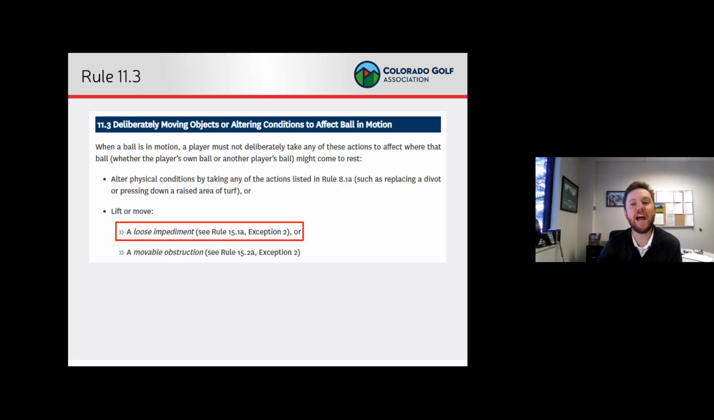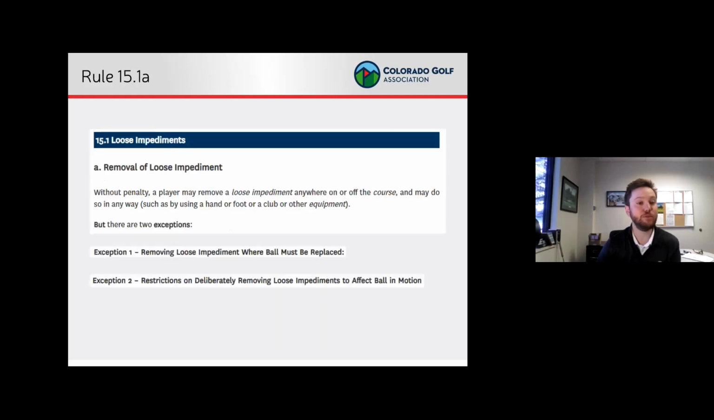So again, we go back to the rule real quick. And so we see here that you can remove a loose impediment anytime you want to, except those 2 times, those 2 exceptions: when replacing a ball back on that spot, and then when a ball's in motion. So again, the exceptions are there because they're tied into other rules. Exception 2 to 15.1a is very much tied into 11.3 to say, yes, you can move a loose impediment anytime you want to, except when you're doing it to affect a ball in motion. 11.3 takes precedence on that one. That specifically says you can't do it.